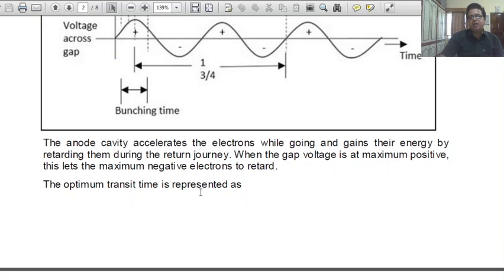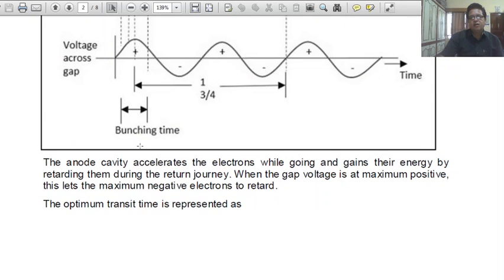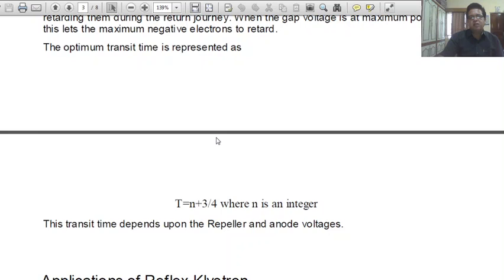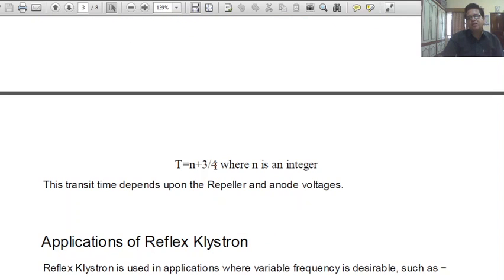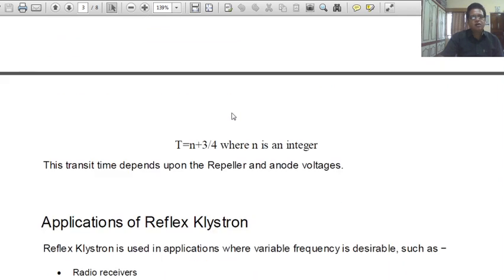The optimum transit time is represented as T equal to n plus 3/4, where n is an integer. It may be 1 3/4, 2 3/4, 3 3/4. This transit time depends upon the repeller and anode voltage.